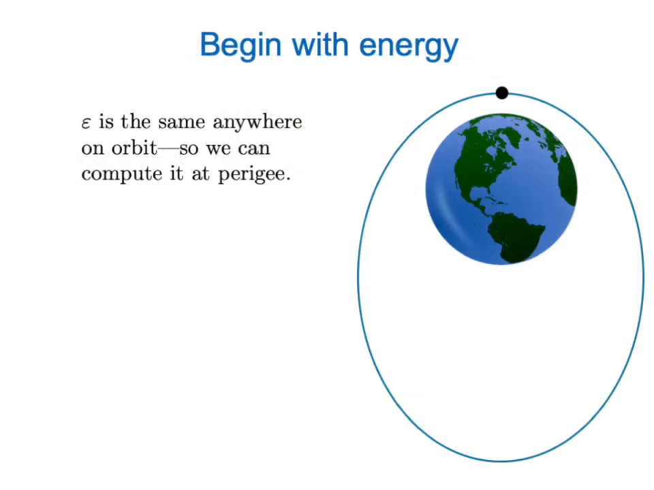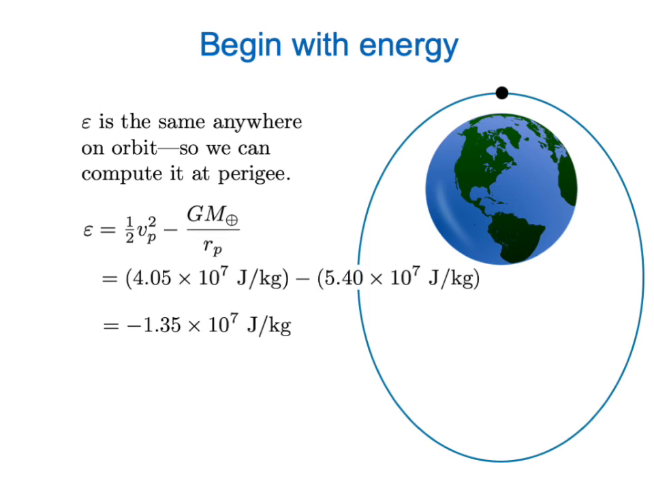So here we go. The energy, of course, is the same everywhere in the orbit, so we can compute it at the perigee point that we know all about. And so we take the speed at perigee squared times 1/2, and we subtract off G times the mass of the Earth over the radius at perigee, and that comes out to minus 1.35 times 10 to the 7th joules per kilogram. That is the total specific mechanical energy of the orbit.